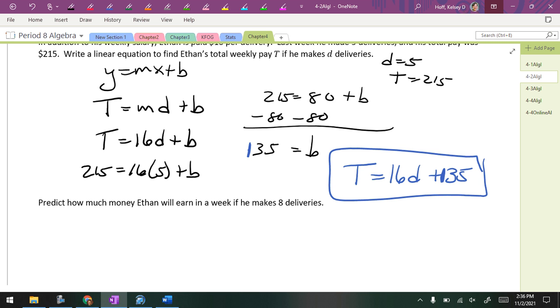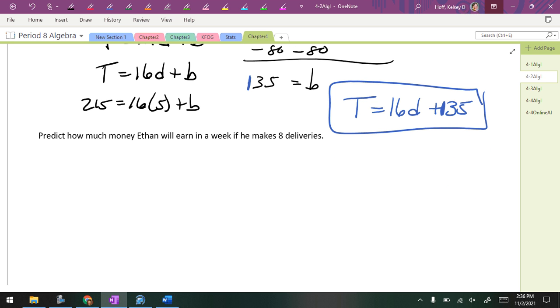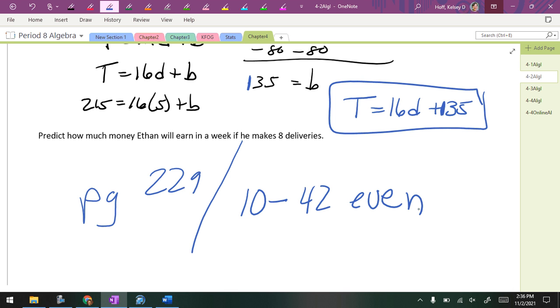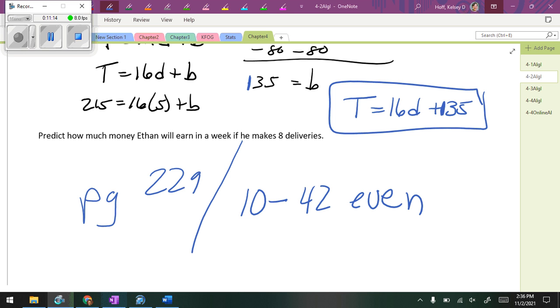All right. Oops, that's the wrong one. Write this down before you move. It starts on page 229. You are doing 10 through 42 even. Whoa, you guys all panic. You will not hand this in, so don't rip it out. Okay? Keep it in your notebook paper. We'll check it at the start of class tomorrow. The rest of the hour is yours. Go to it. Thank you.